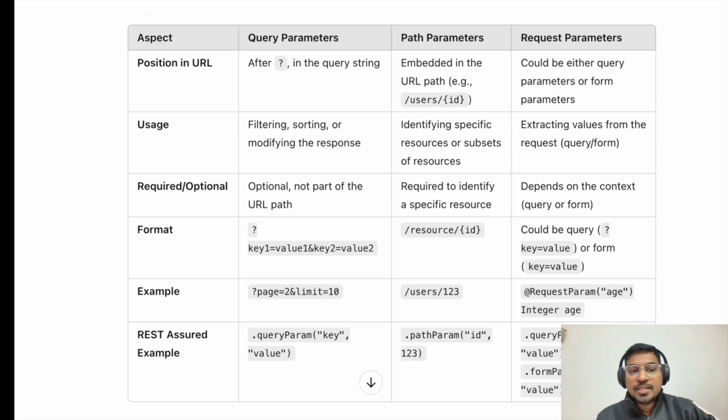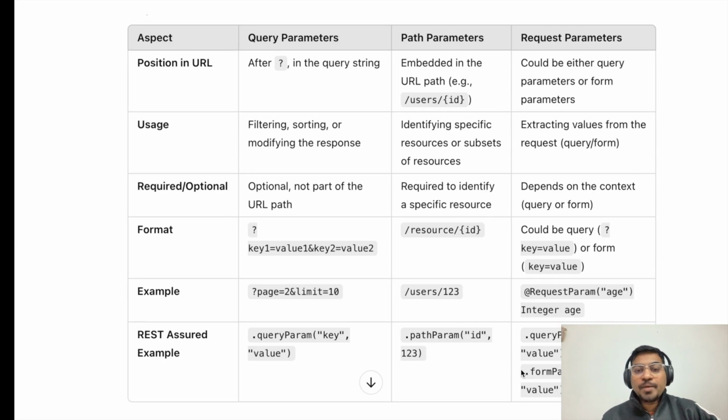Example: if we talk about a REST Assured example, we can use dot queryParams and then pass the values in the form of key-value pairs, dot params, dot pathParam and queryParam. So request parameters will be passed like query parameters or form parameters. We'll see this in the practical. A request parameter will be passed the same as query parameters if the value is passed in the form of a query parameter. And if you're talking about form parameters, then we're going to use dot formParams.